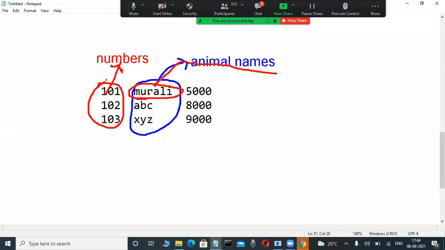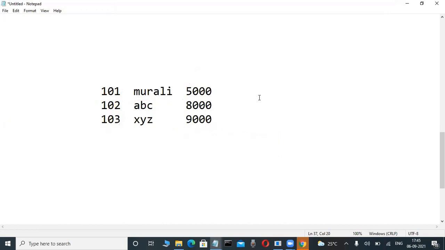That's why these are a collection of numbers, a collection of strings, a collection of numbers. That is nothing but data. Here meaning is not there, end-user understandable format is not there. That's why this is called data. Very good.